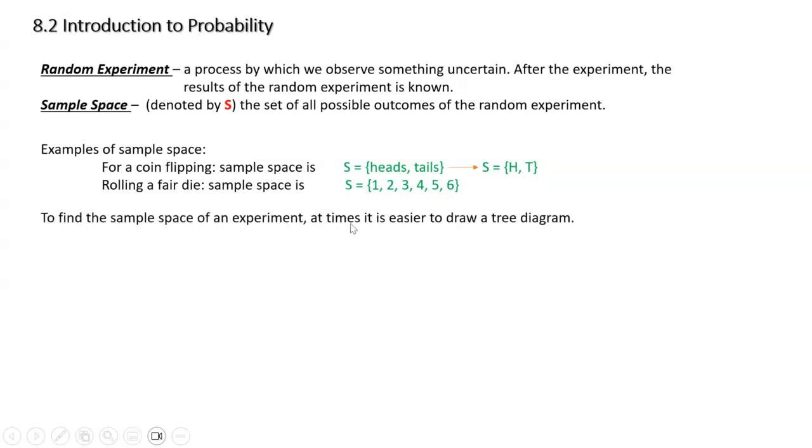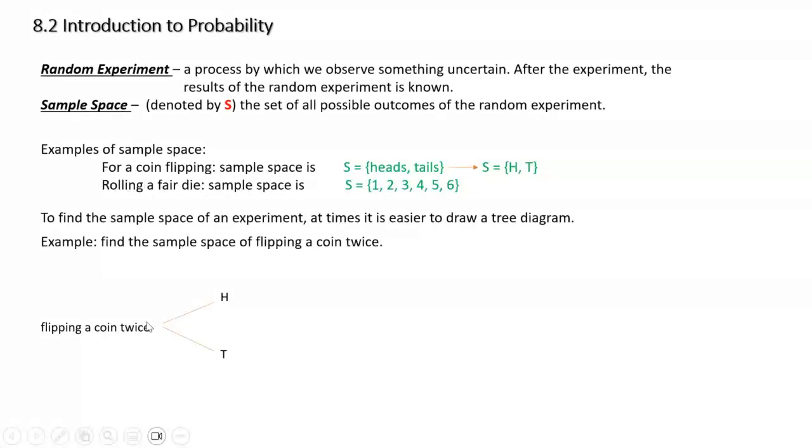Now find the sample space of an experiment. We want the sample space. At times, it is easier to draw a tree. For example, find the sample space of flipping a coin twice. If we flip it, what can it be? It can be heads or it can be tails. That's your first flip. For the second flip, say you got heads first, then you can get heads or tails again. But say you got tails the first try, then you can get heads or tails again.